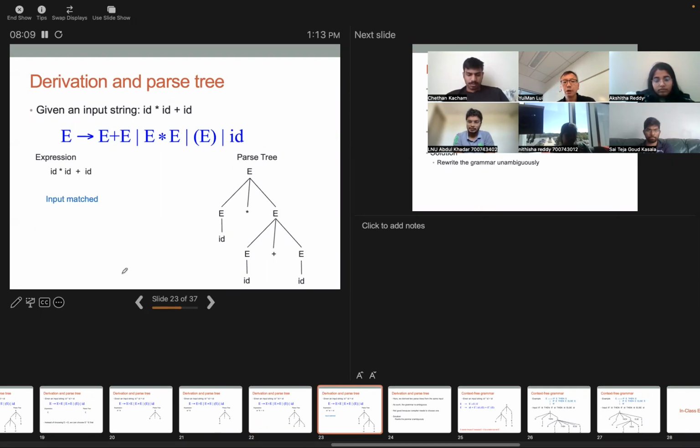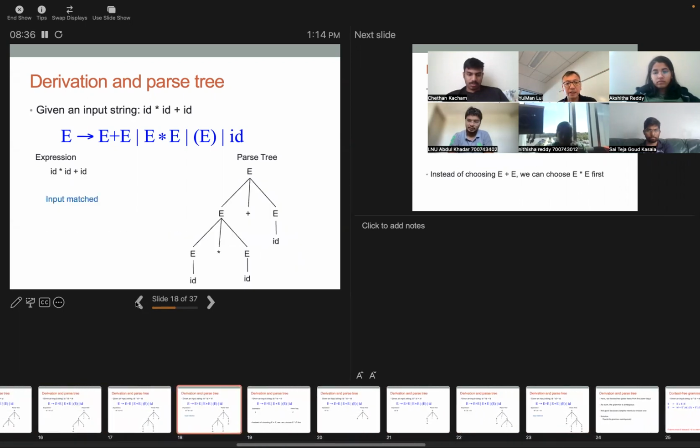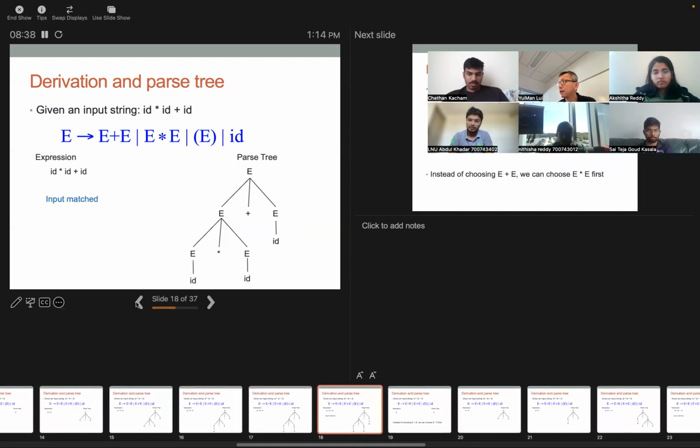So we chose E plus E and E times E. Both verify the input string ID times ID plus ID is a valid string. However, look at the parse tree. This one is E times E. Let's go back to look at the other one, where we chose E plus E first. Are they the same or are they different?